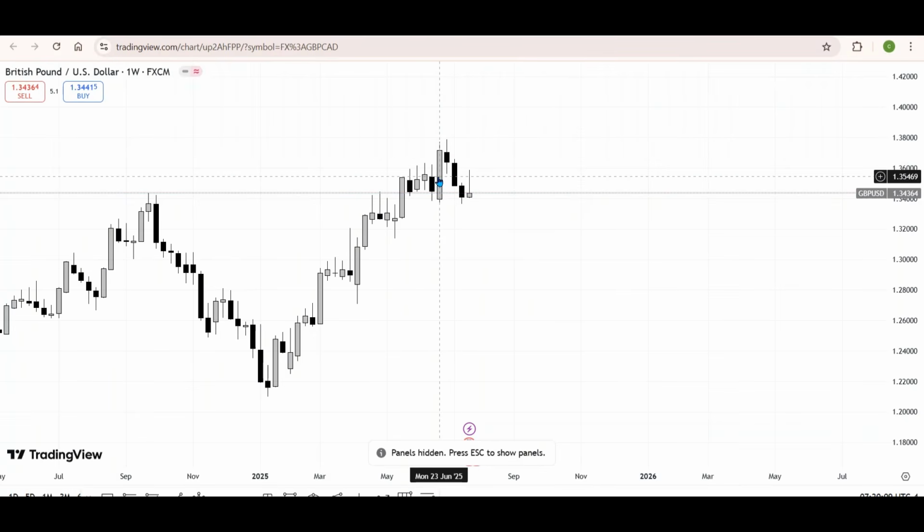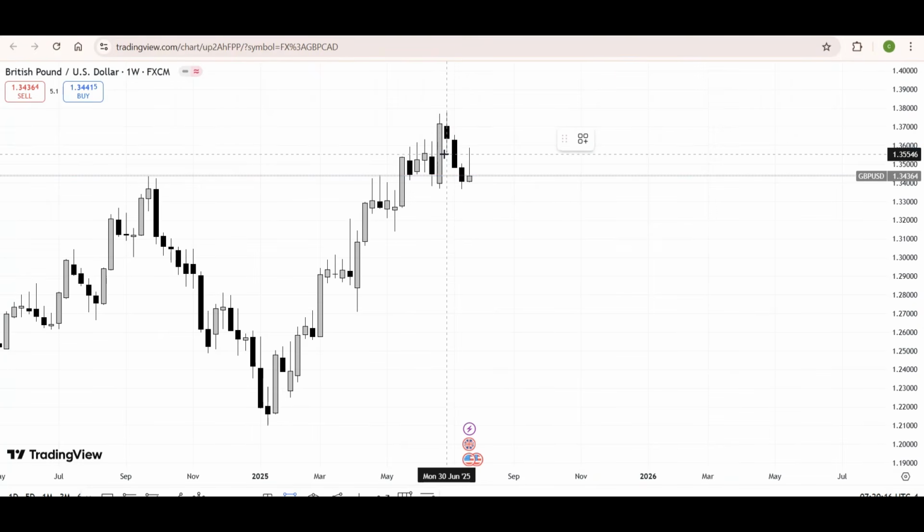So if you move to the weekly, you can see this is 3 weeks of bearish candlesticks. You can see we had those bearish moves, and then here we had this fair value gap that price retraced to. So let's move to an even lower time frame.